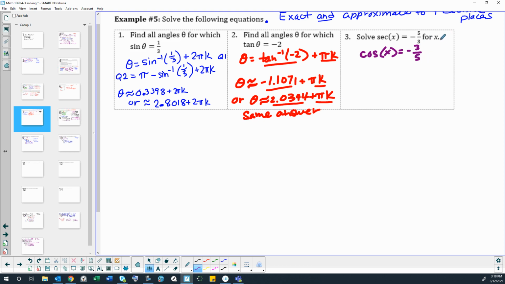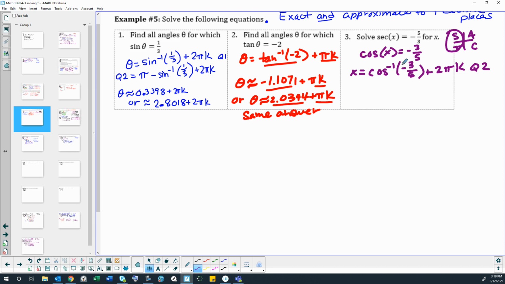We have not changed the answer. Yes, we changed the problem. We have not changed the answer because we switched it to a different trig ratio and switched the ratio to go with it. Okay, so that means our answer will be the inverse cosine of negative 3/5. So that will give us our quadrant 2 angle plus 2 pi k. So that one's quadrant 2. But we also need a quadrant 3 angle, because of course we know all students take calculus, so cosine is negative in quadrant 2 and 3.